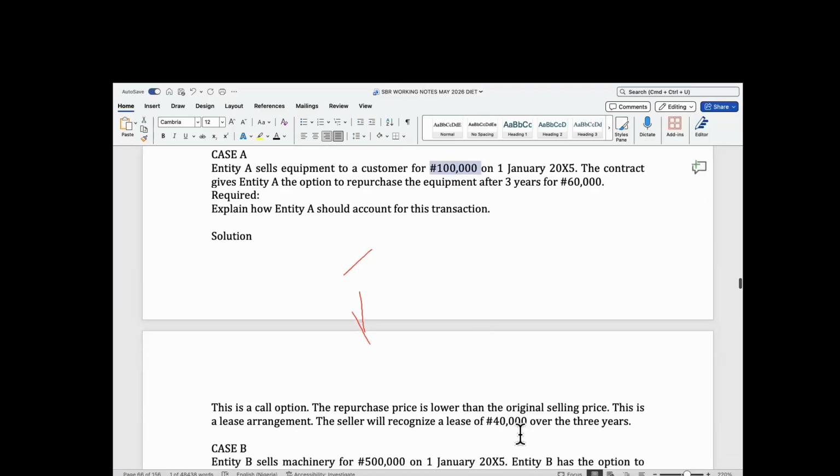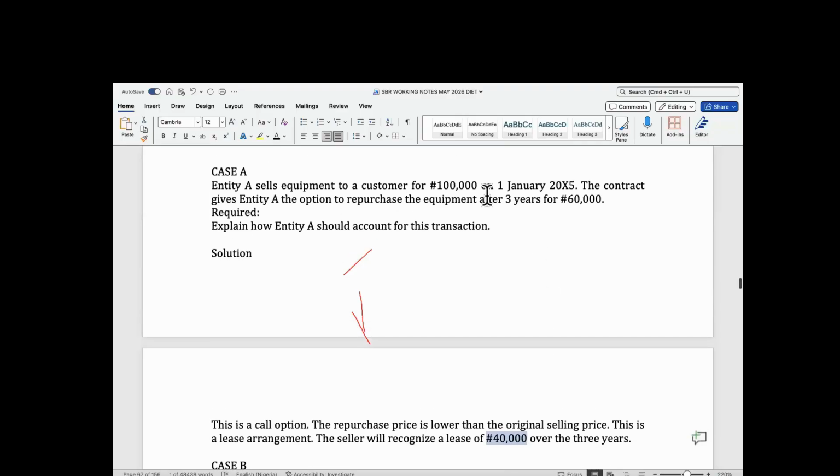So you see this lease income of 40,000 over the 3 years. This is the one you'll be using. You'll be crediting P&L every year as lease income, and you'll be debiting the liability. So that after 3 years, this 100,000 liability will now be 60,000, since you'll be debiting this 40,000 spread over 3 years.